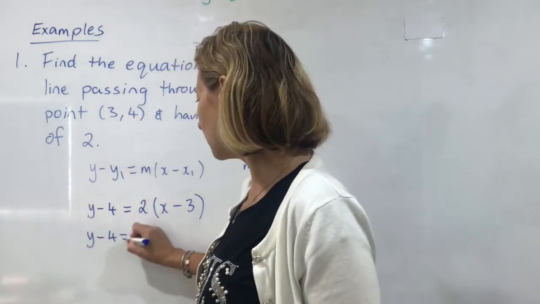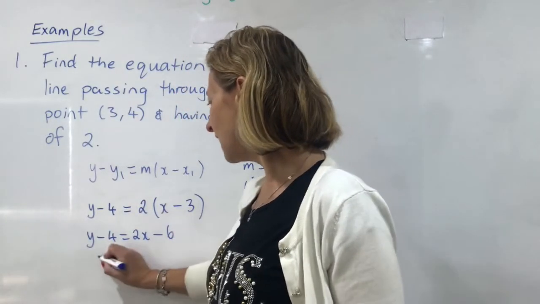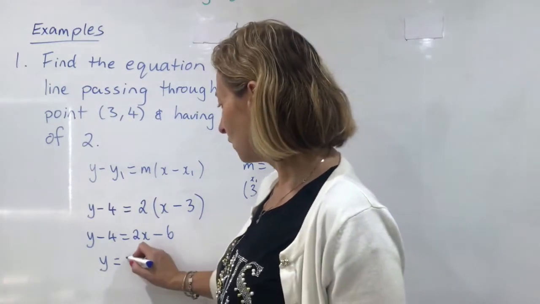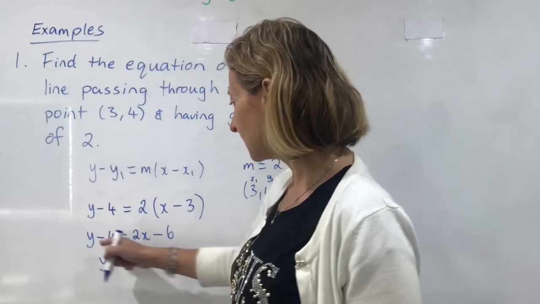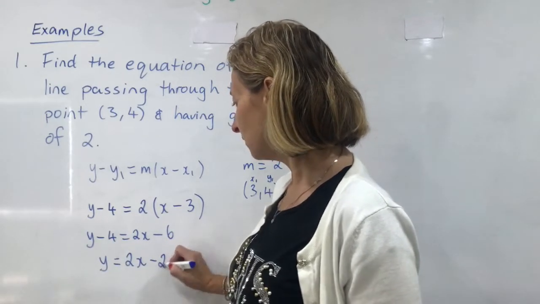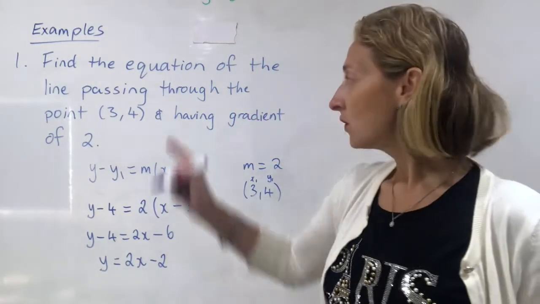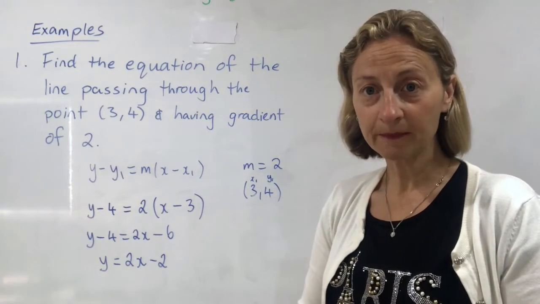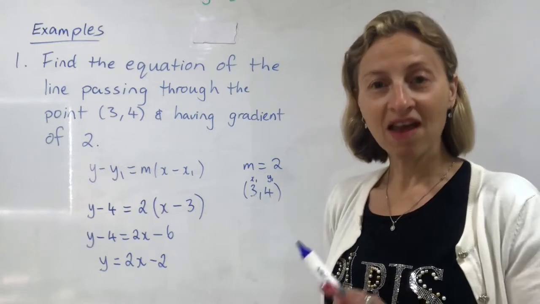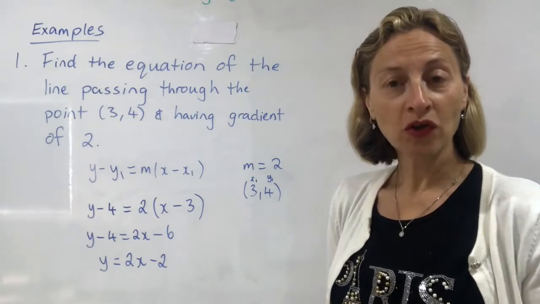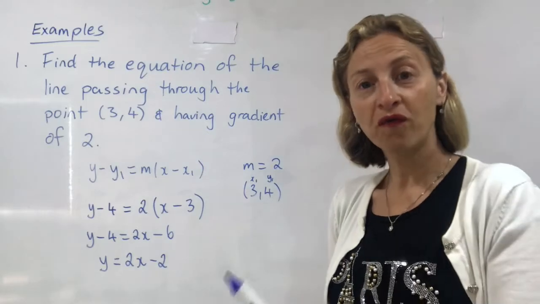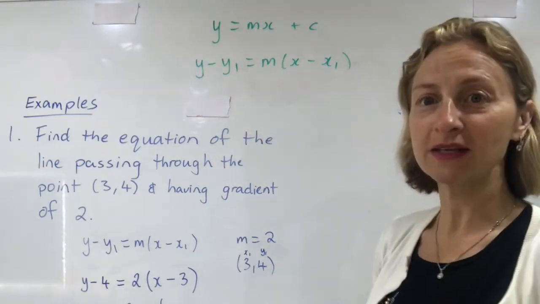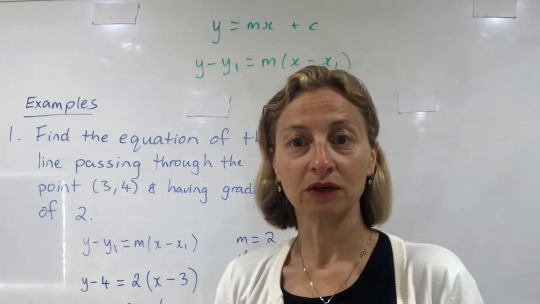Y minus 4 equals 2x minus 6, and I'll put it into the form y equals mx plus c for the moment. Y equals 2x minus 6 plus 4, which is minus 2. So that's the equation of the line going through the point (3, 4) with a gradient of 2. Well, that wasn't very difficult, was it? Just remember, every single time you're asked to show that the equation of a line is something or find the equation of a line, you write down y minus y1 equals m(x minus x1) and do the question.